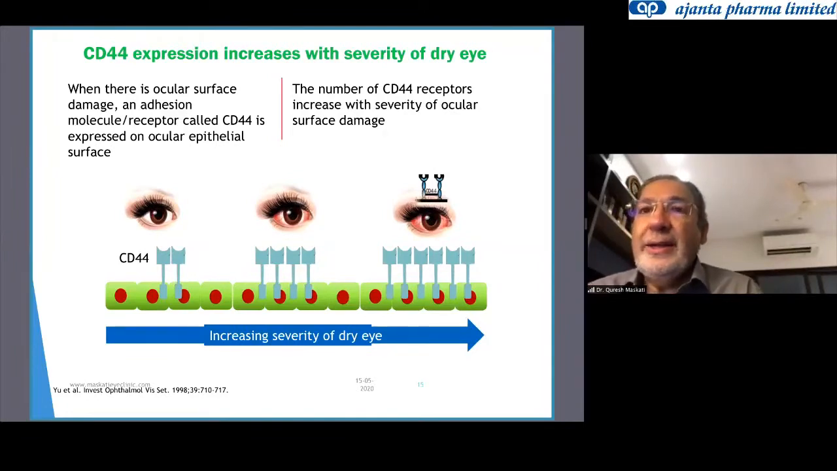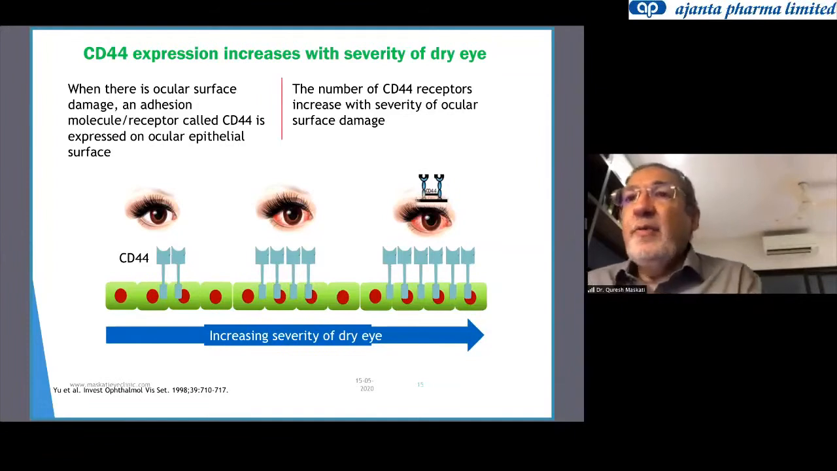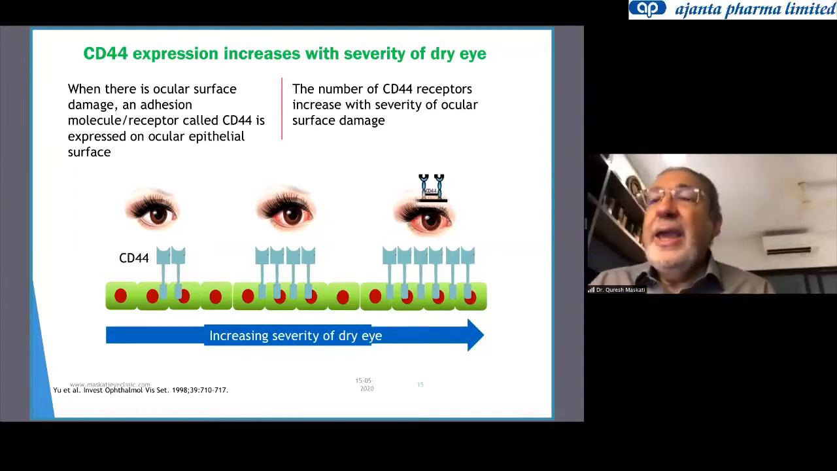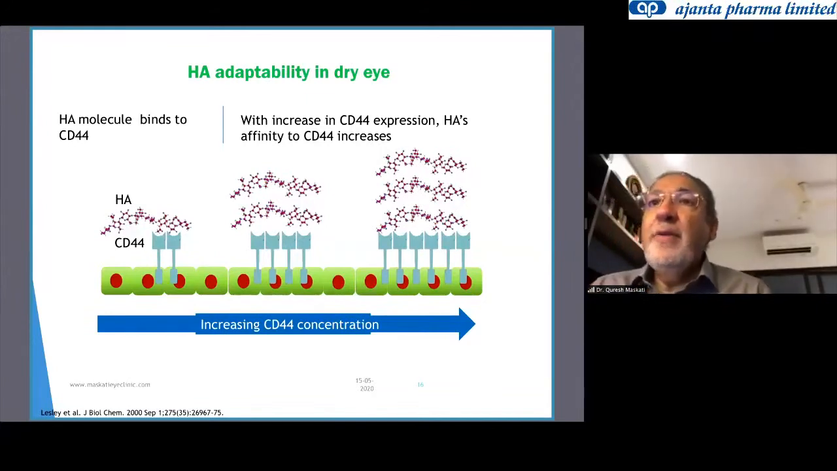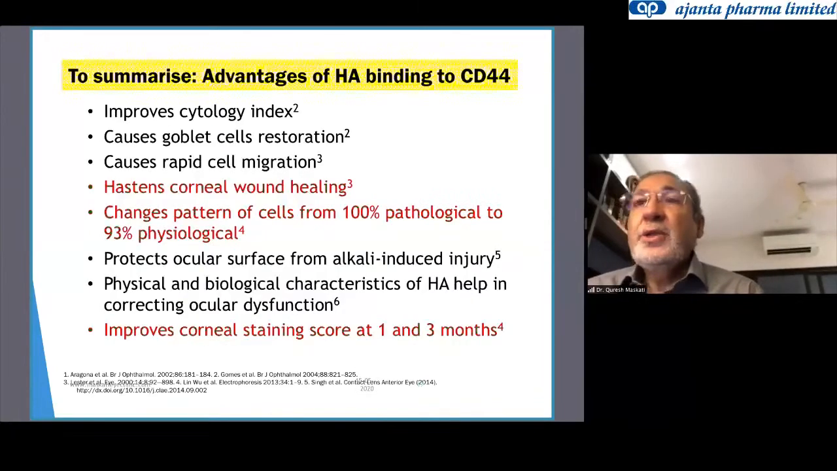So if you imagine the cactus in the desert, the more CD44 is released by the cells, as inflammation increases and the dryness increases, more CD44 is released like needles of a cactus, and the HA goes and binds to this. So the more which is released, even more HA goes and binds to this, and therefore soothes the surface, something which no other molecule is able to do. So there is a huge advantage of the HA binding to CD44, as can be seen in this.